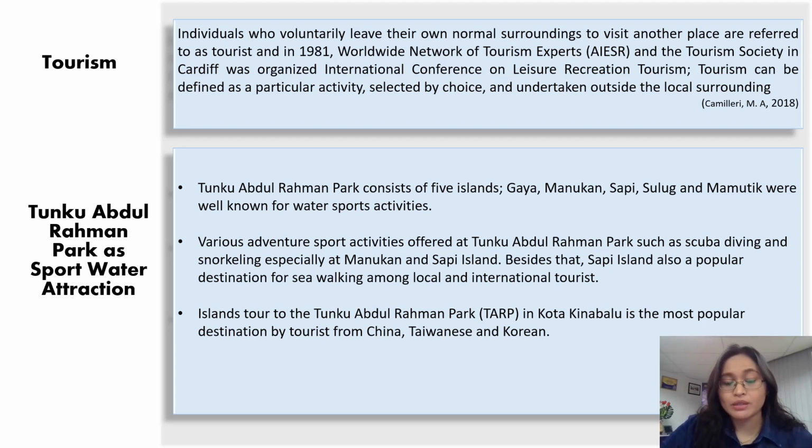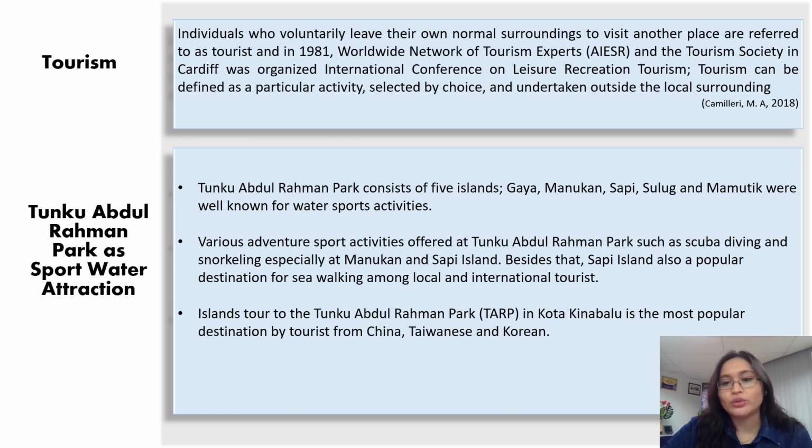Tunku Abdul Rahman Park as a sport water attraction. This island, Tunku Abdul Rahman Park, is located in Kota Kinabalu, Sabah. It consists of five islands, which are Gaya Island, Manukan, Sapi, Suluk, and Mamutik Island, and is very well known for water sport activity. Various adventure sport activities are offered at this island, such as scuba diving and snorkelling, especially at Manukan and Sapi Island. Besides that, Sapi Island is also a popular destination for sea walking among local and international tourists.